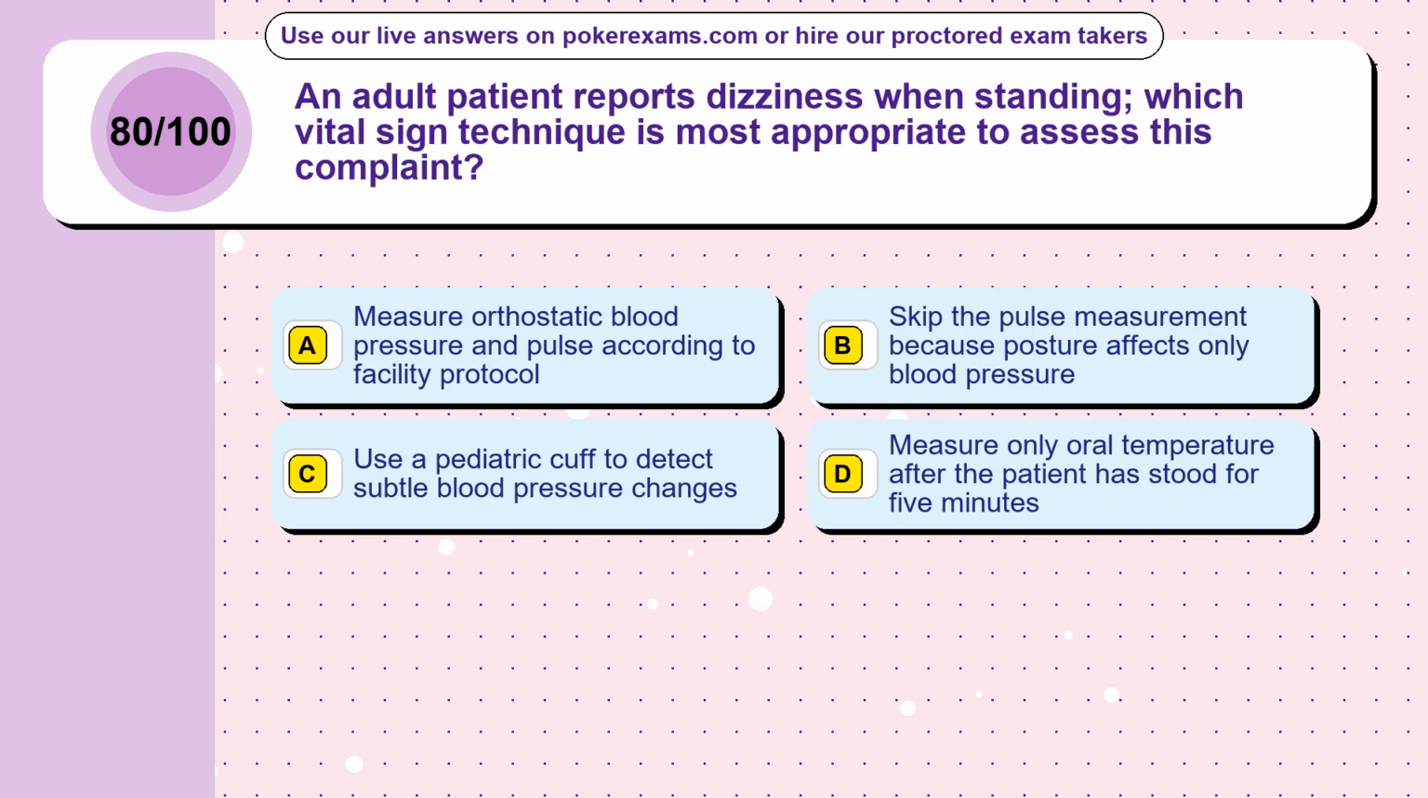Question 80. An adult patient reports dizziness when standing. Which vital sign technique is most appropriate to assess this complaint? Option A. Measure orthostatic blood pressure and pulse according to facility protocol. Option B.